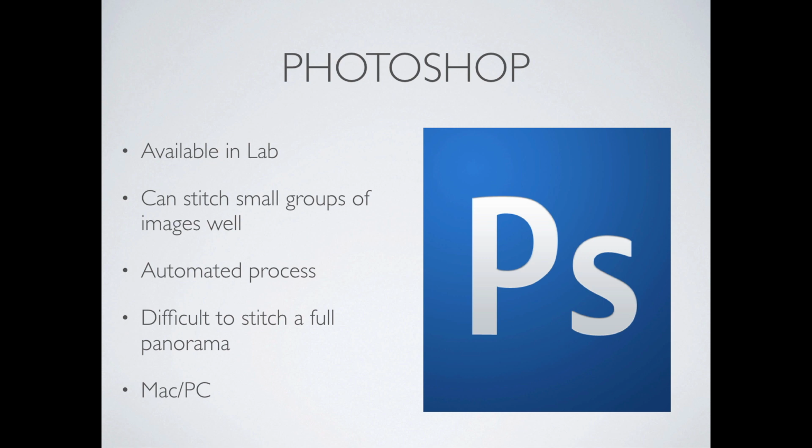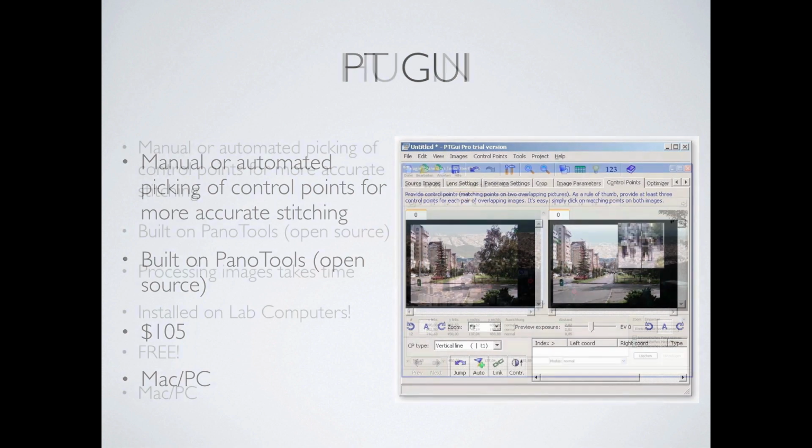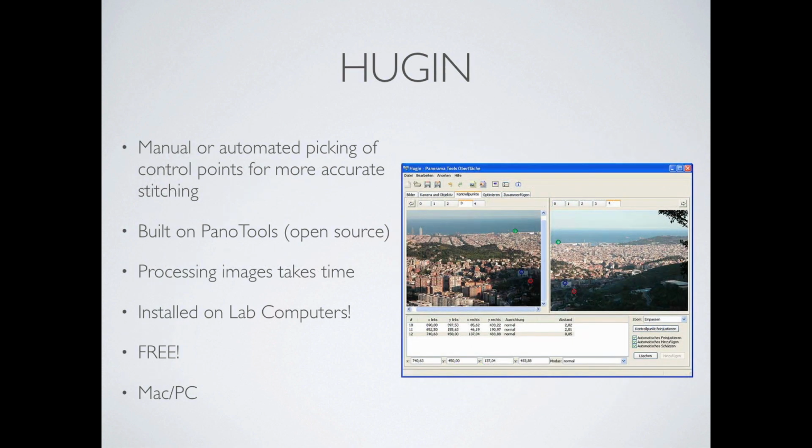It's difficult to stitch a full 360-degree panorama using Photoshop. It's just not really built for that. There are some software packages outside that do full 360-degree panoramas. PTGUI is one. This is a paid option, but it's really good at what it does. And you can actually pick control points. You could say this in this image is this in that image, and it stitches the images together really, really nicely. Even better, there's a program called Hugin that is essentially the same thing, but it's free.